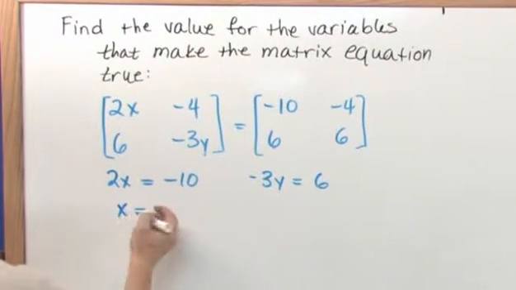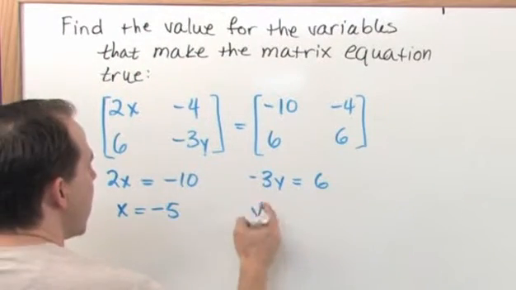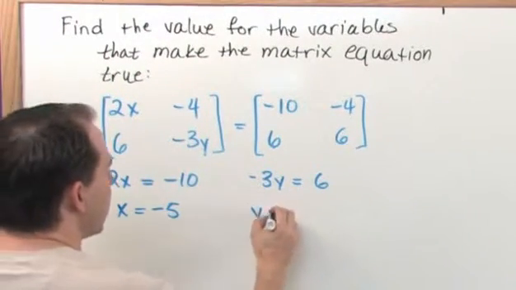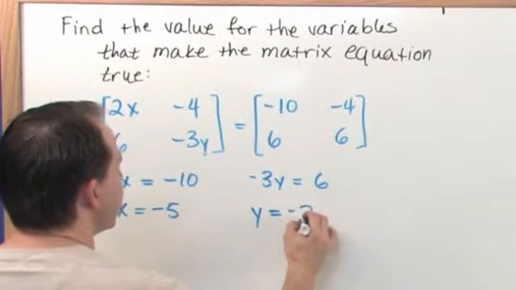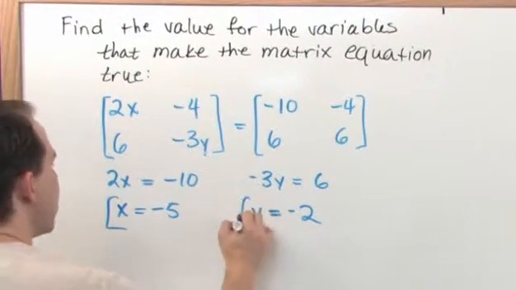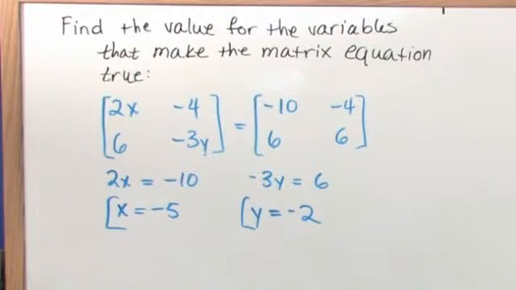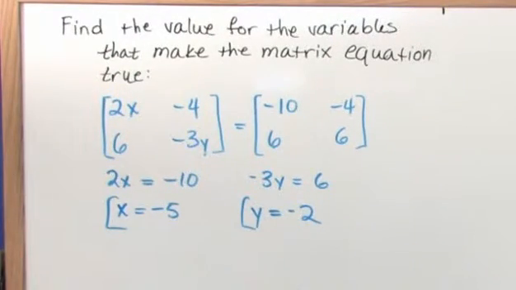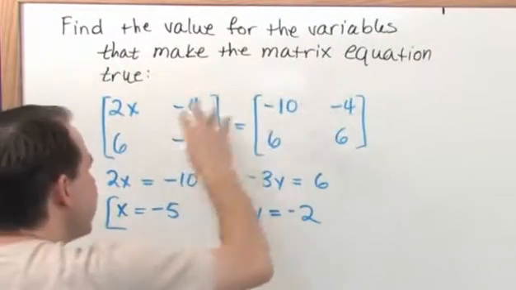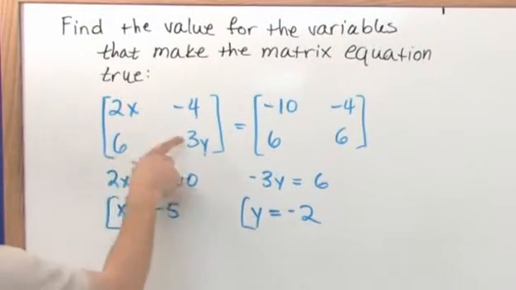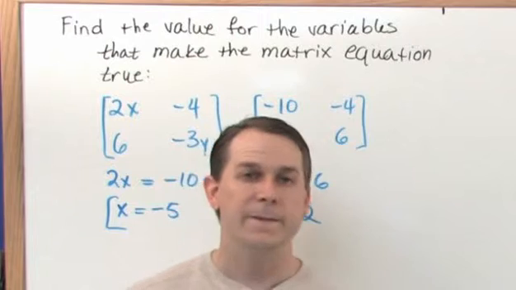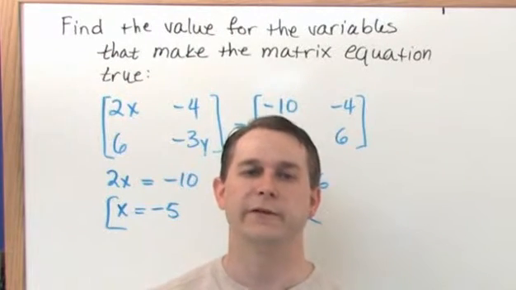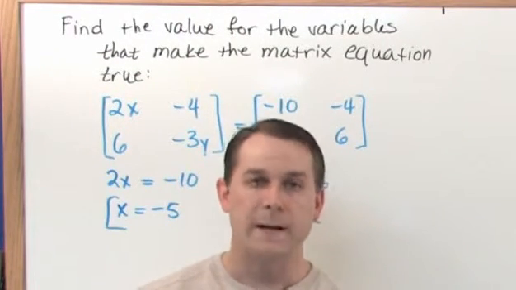I think you should know that you just divide by 2 on both sides, you get -5. And then here, y, you're going to divide by -3 on both sides, so you're going to get -2. So if x is equal to -5 and y is equal to -2, then this matrix is equal to this matrix. If x and y have any different values than that, those matrices are not going to be equal to each other. So that's a very, very simple matrix equation.